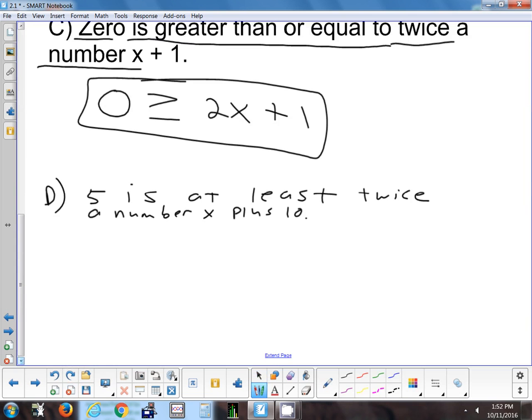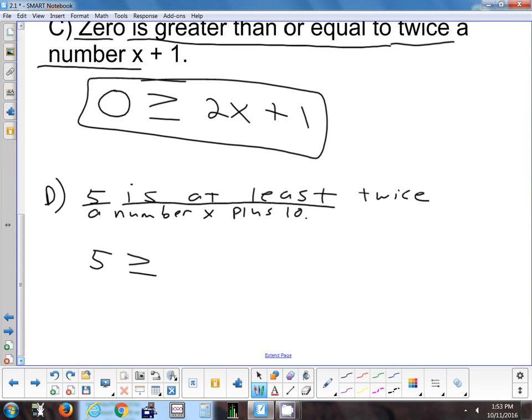Now you have to know, does that mean greater than or equal to or less than or equal to? So I always put things in terms of money. That kind of helps me to make sense of it. I say, well, if I have at least $20, does that mean I have $20 or more, or does that mean I have $20 or less? Yeah, it means 20 or more. So 5, and what symbol would I put? Is at least. So greater than or equal to.